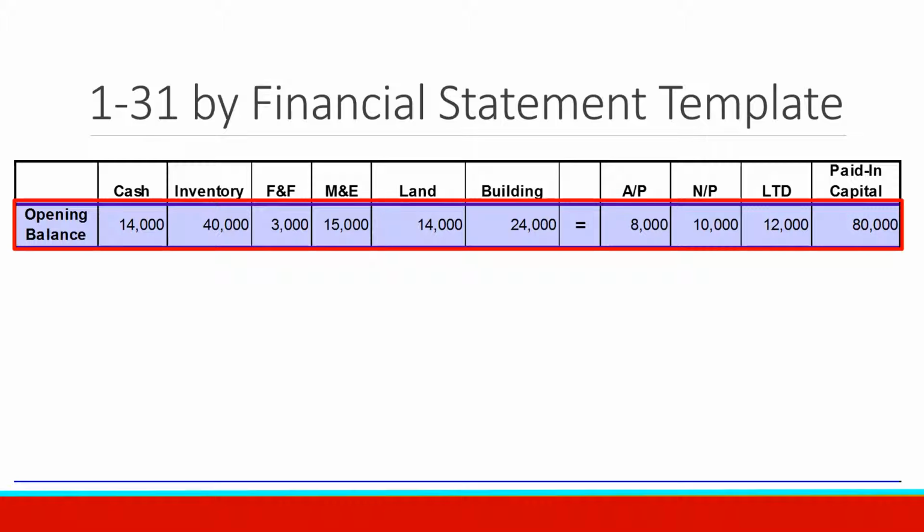And then notes payable and long-term debt are both forms of financing. Generally, notes payable are paid off sooner, though they don't have to be, than long-term debt. So we'll have notes payable in the first column at $10,000, and then long-term debt of $12,000, which then leaves us with one equity account, which is the paid-in capital account, of $80,000.